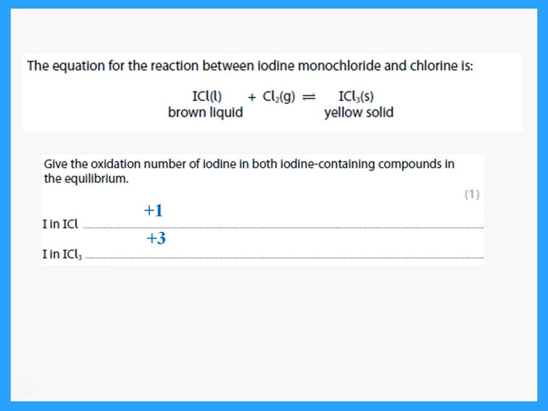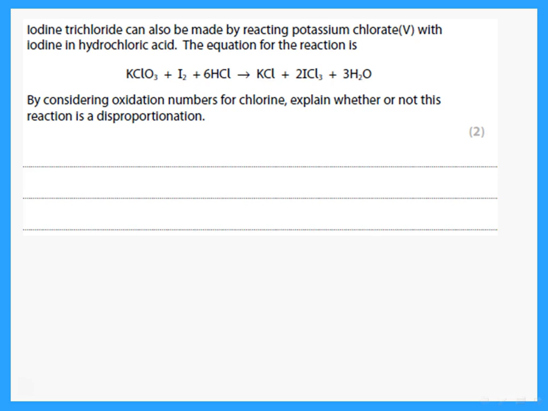Are we following how to get that? Remember, the total of a neutral compound has to be 0. So if each chlorine is -1, I have 3 of them, that's -3, so iodine must be +3 for the overall to be 0. In this question, we have iodine trichloride can be made by this reaction, and he's saying by considering oxidation numbers for chlorine, explain whether or not this is a disproportionation reaction.